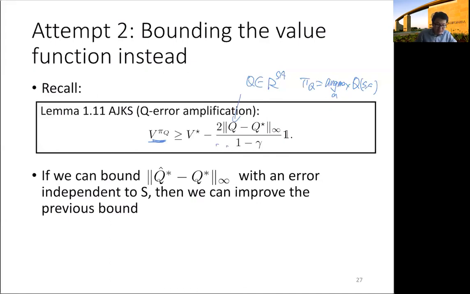So now, an idea of getting rid of the S dependence. The first idea is, can we get rid of the Holder's inequality that ends up requiring us to bound the difference of the probability in terms of the 1 norm? If we can bound this using an error term with high probability that's independent of S, if we can bound the Q hat function directly, then we can improve over the previous bound.